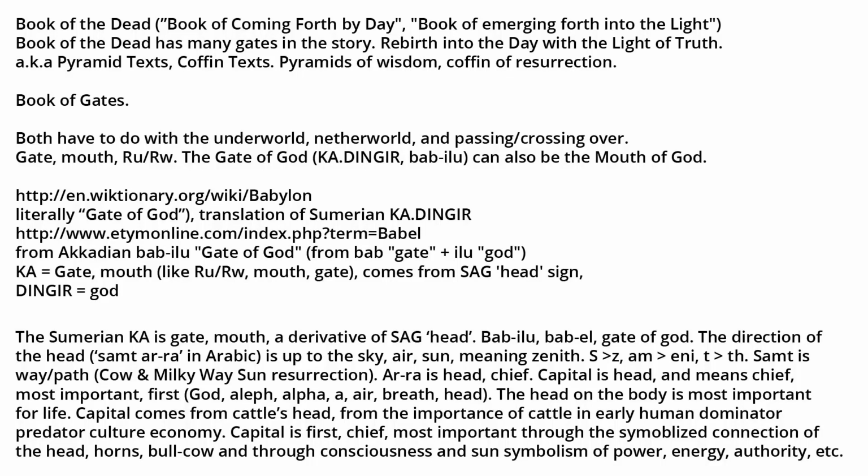If you take Samet, the S becomes a Z, the AM becomes ENI, and the T becomes a TH. Well, it becomes Samet to Zamet to Zemit, Zenit, and then Zenith. See the transition? Anyways, if you understand how the letters can change, you'll understand it. And Samet, Samet Ar-Ra, which Samet becomes Zenith, Samet is the way and path.